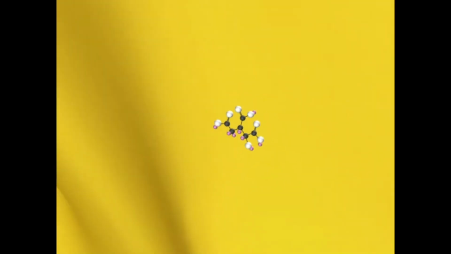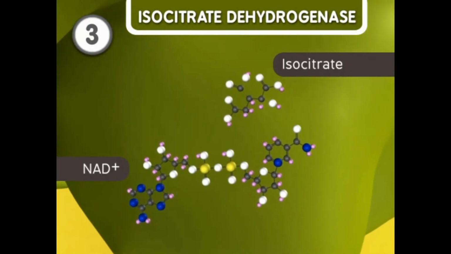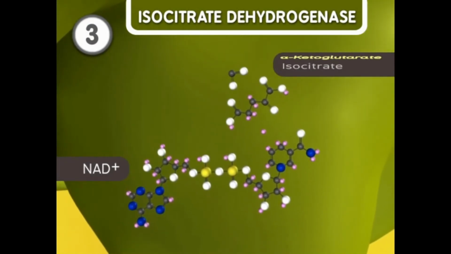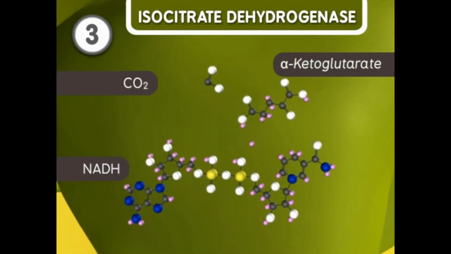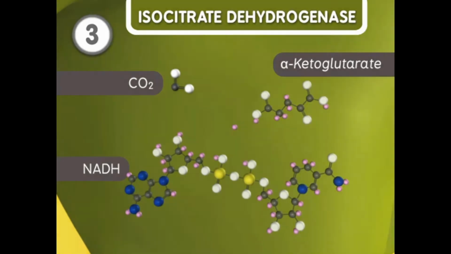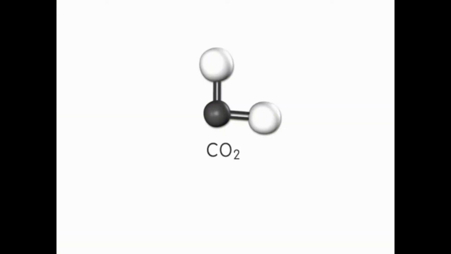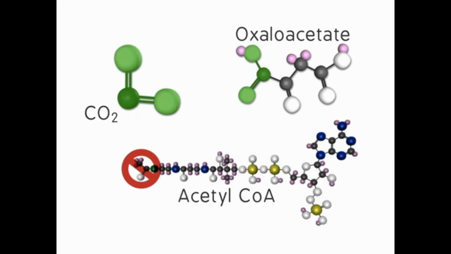Next, an isocitrate dehydrogenase enzyme oxidizes isocitrate, a 6-carbon molecule, to a 5-carbon alpha-ketoglutarate. The carbon that was lost is released as carbon dioxide and 1 NADH is produced. The carbon dioxide that is released was originally part of the oxaloacetate and not acetyl-CoA.